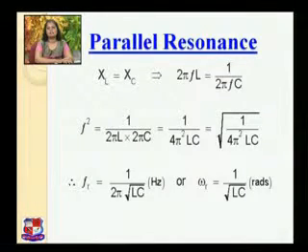The unit is hertz. If you write the equation in the form of omega r, then omega r is equal to 2 pi f, so omega r is equal to 1 upon under root LC, and the unit of omega is radians per second.